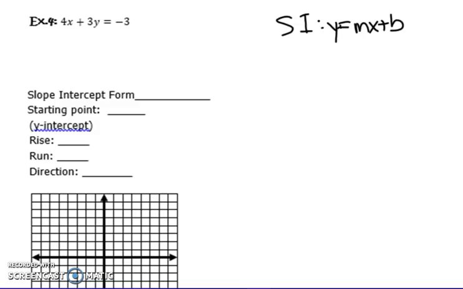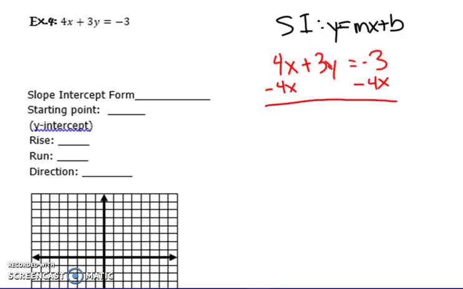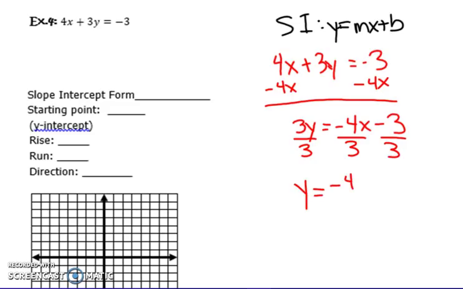Our last example on these notes, we have 4x plus 3y equals negative 3. Again, we're going to turn it into slope-intercept form. We're going to start by subtracting 4x on both sides. I have 3y equals negative 4x minus 3. Y needs to be by itself. Right now it has a coefficient of 3, so I'm going to divide all my terms by positive 3. I then get y equals negative 4/3 x, and a negative 3 divided by 3 gives me a negative 1.